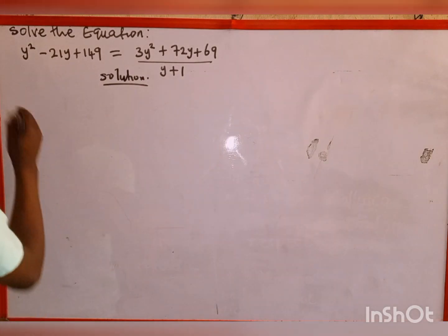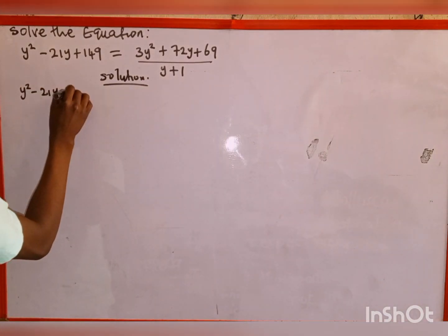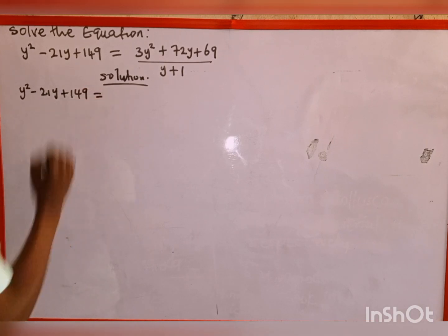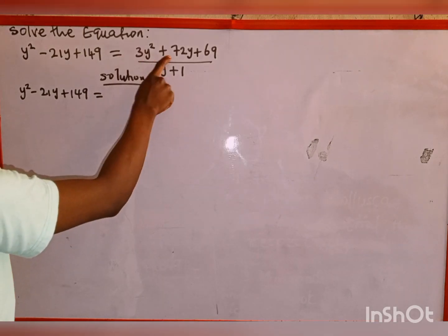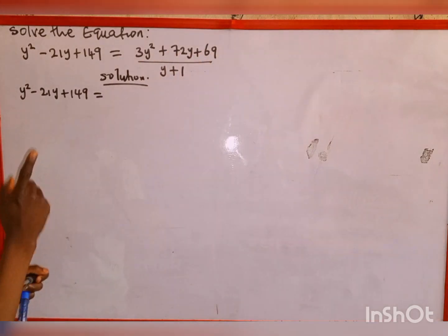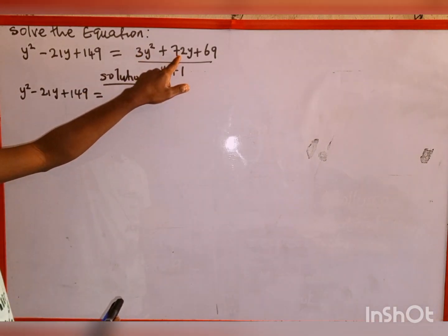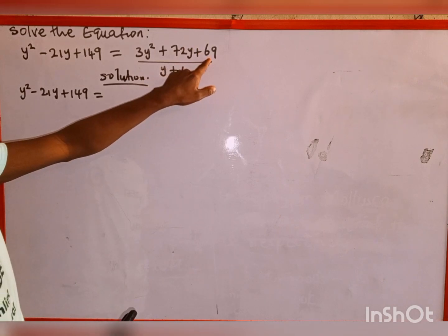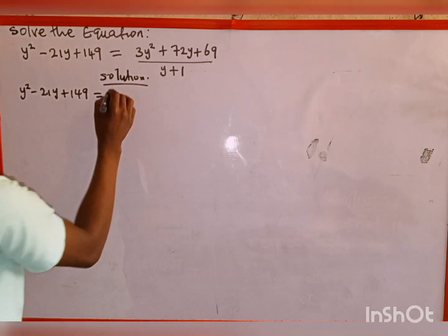So the left hand side of the equation, we have y squared minus 21y then plus 149, which is equal to, if you look at the right hand side of this equation, 3y squared plus 72y plus 69. We notice that 3 is common here because 3 can go into 3y squared, 3 can also go into 72, also 3 can go into 69. So therefore 3 is common. We're going to factor out 3.